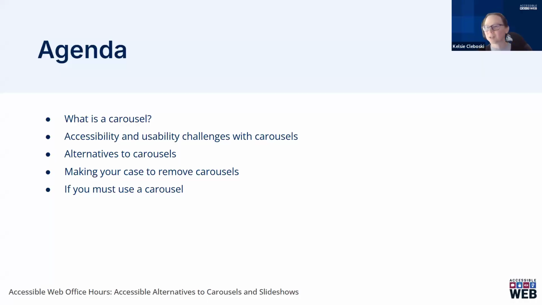So for a brief agenda of what we're planning to discuss today, first we're going to talk about what is a carousel? What do we mean by that term in web design? What are some of the accessibility and usability challenges with carousels? We'll talk about some alternatives to using carousels in design. Also, some talking points to help you make your case to remove carousels. And if you must use a carousel, if you're in a situation where you really can't move away from using a carousel, we also have some tips for ways to improve them as much as possible.